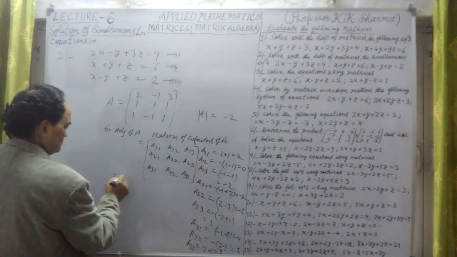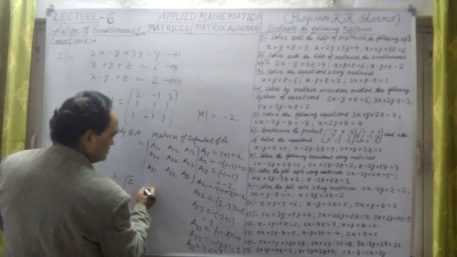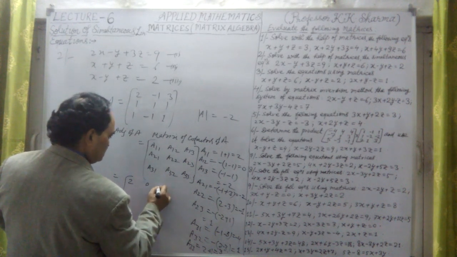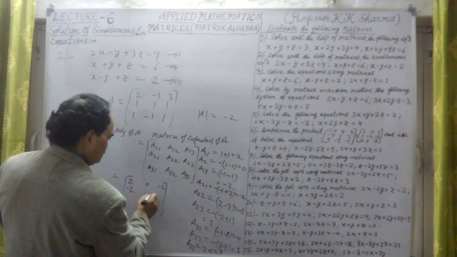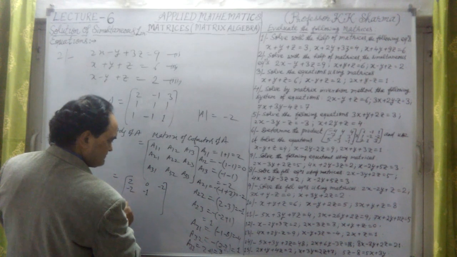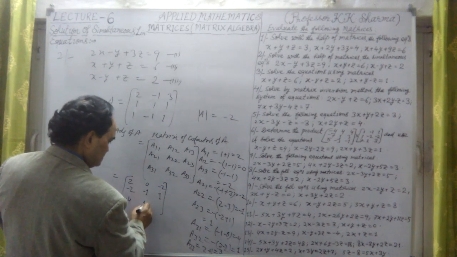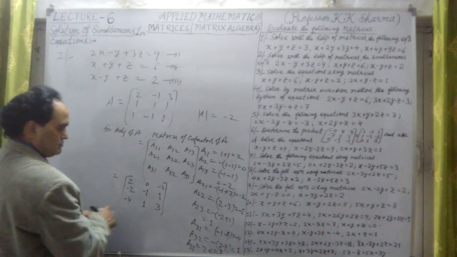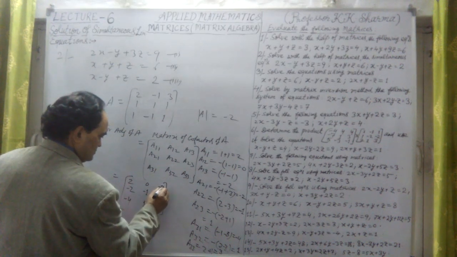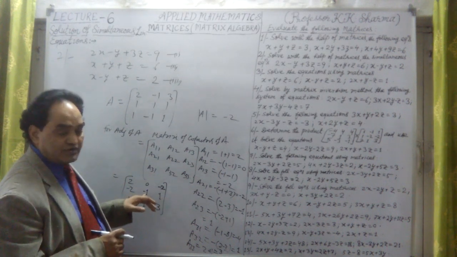So therefore the matrix of cofactors will be: this is 2 here, 0, 1 3 is minus 2, A21 is minus 2, A22 is minus 1, A23 is 1, positive, A31 is minus 4, it is 1, then A33 is 3. Okay, 2 0 minus 2. This is your matrix of cofactors.